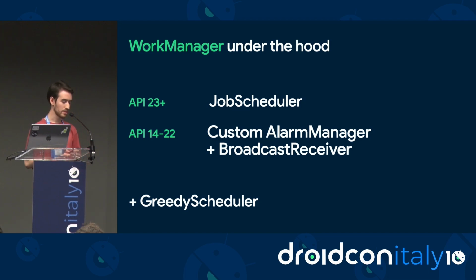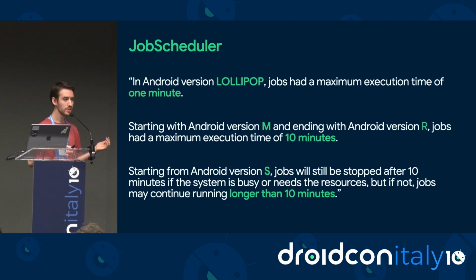So we were saying, JobScheduler: how long will our work run? If you search on the Android documentation, you see that it depends on Android versions. Lollipop and greater, we have 1 minute of running for jobs. With Android M, we have 10 minutes. And with Android S, instead, we have 10 minutes, but the work might run a little more if the system is free, let's say. So maybe the average is 20 minutes. That's why I added 20 minutes in this slide.